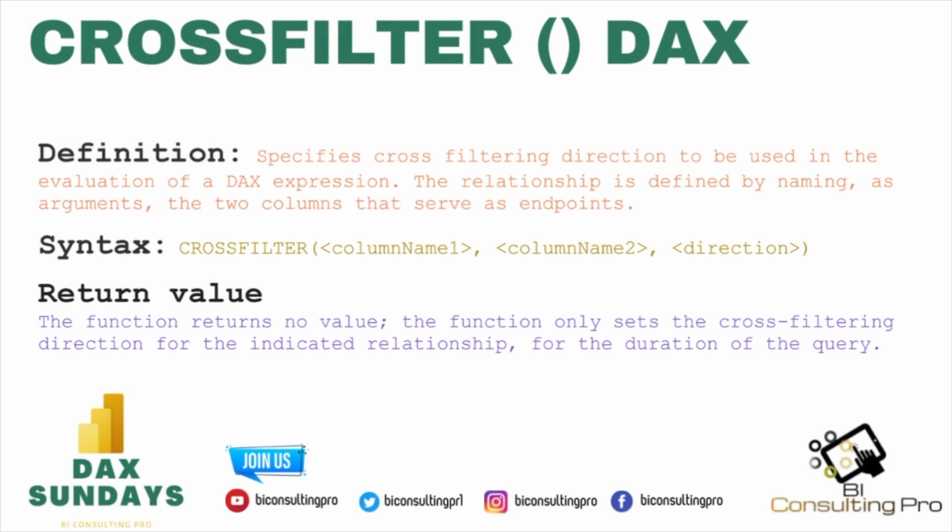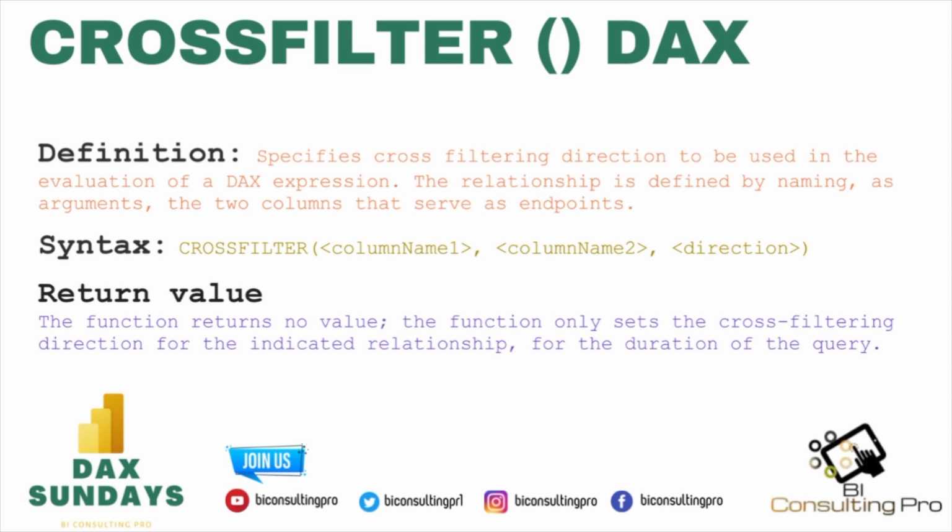Hi, in this video we are going to discuss the CROSSFILTER DAX function. Before going there, let's start with its definition. Its definition says it's going to specify the cross-filtering direction to be used in the evaluation of a DAX expression. The relationship is defined by naming, as arguments, the two columns that serve as endpoints.